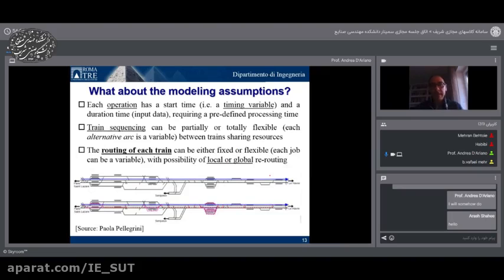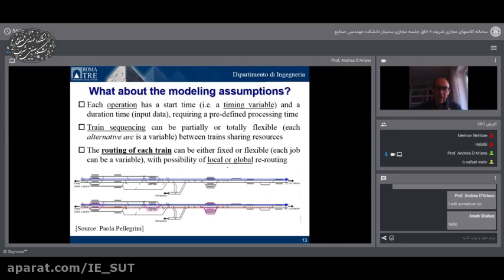Then we also have another additional level of variables, the routing variables. As I told you, the routing of each train, so the set of resources used by the train, can be either fixed or flexible, or partially flexible. Usually it's partially flexible. You can only change some parts of the route. Depending on this level of flexibility, we give one name or another name to the routing problem.